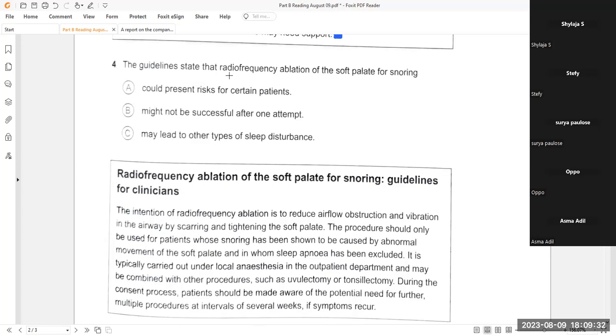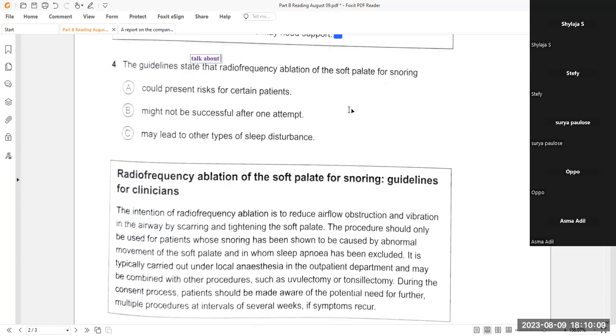The guidelines state that radiofrequency ablation of the soft palate for snoring. So we are reading a guideline that states something about radiofrequency ablation of the soft palate for snoring. So what do we need to find out? The guidelines state, that means they talk about what? They talk about this topic, radiofrequency ablation of the soft palate for snoring.